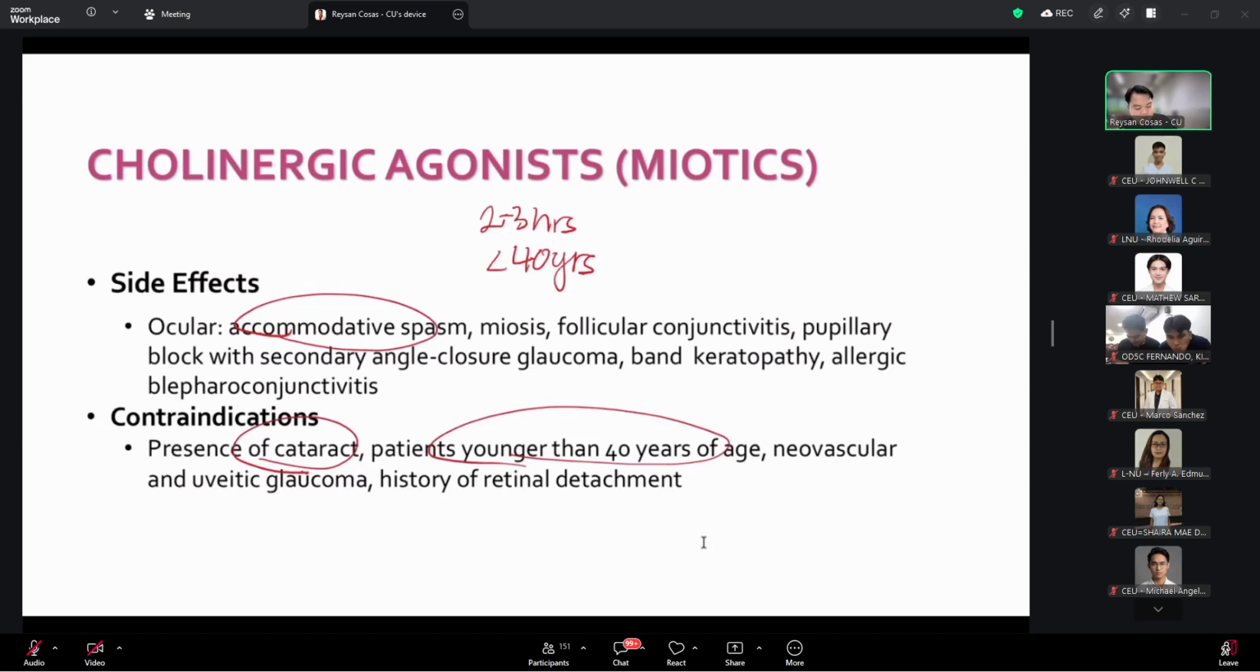I already mentioned younger than 40 because of accommodative spasm, and some patients report refractive changes, such as children who were administered pilocarpine. Next, it is also contraindicated if you have neovascular or uveitic glaucoma because it has good systemic absorption. And of course, patients with a history of retinal detachment.